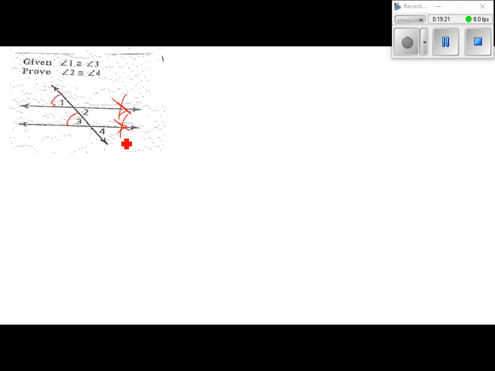But if they're congruent, they have to be parallel. Right. And that's going back the other way. Right? Never. Boom.